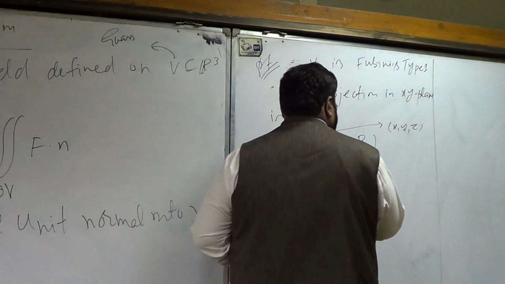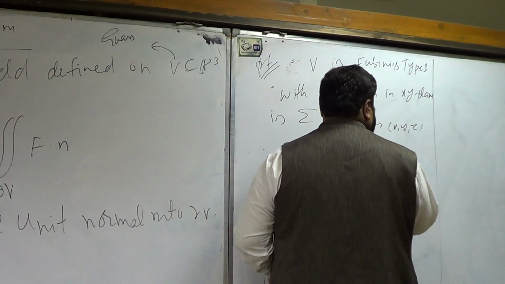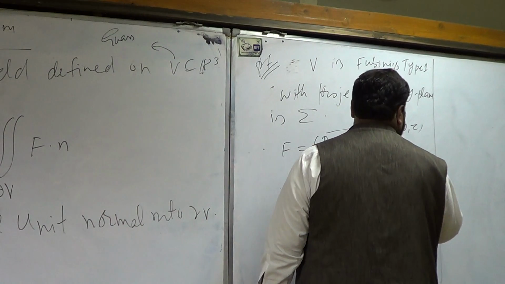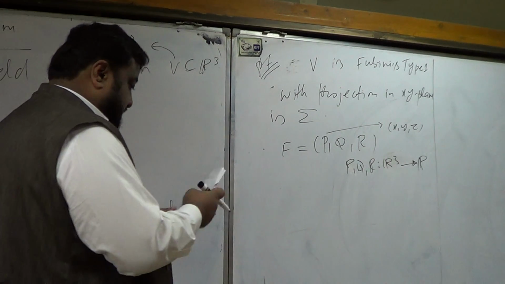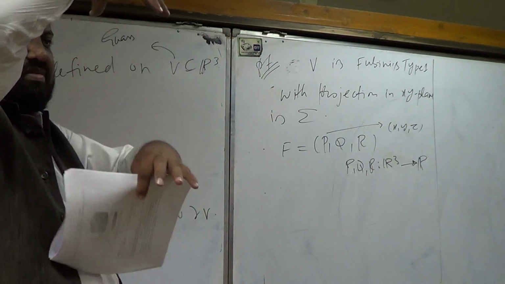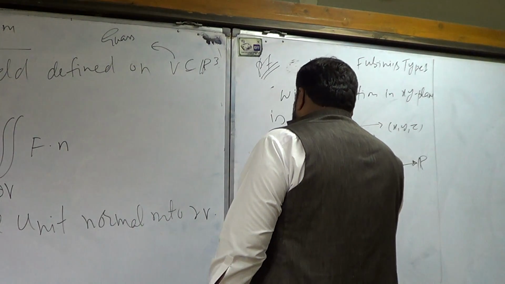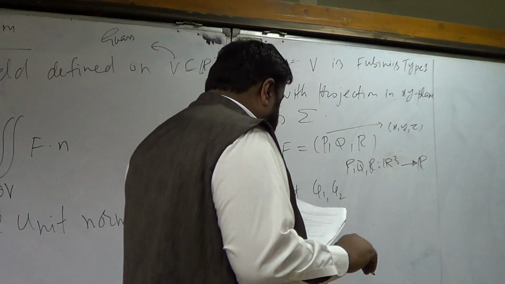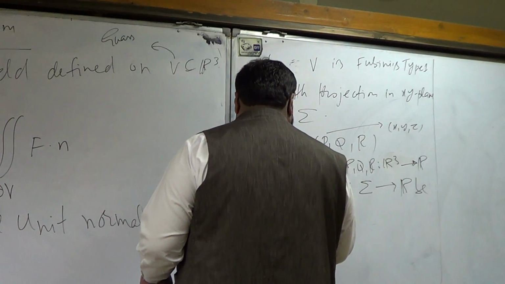So P is a map. These P, Q, R are maps from R3, in fact from sigma, or maybe you can put V, into R. So they are smooth. Alright, so I'm writing it explicitly. And if it is Fubini type 1, you're going to have two surfaces, for example top and bottom, what we call boundaries. So let's assume that you have phi 1 and phi 2 that are defined on sigma, and they are piecewise smooth.